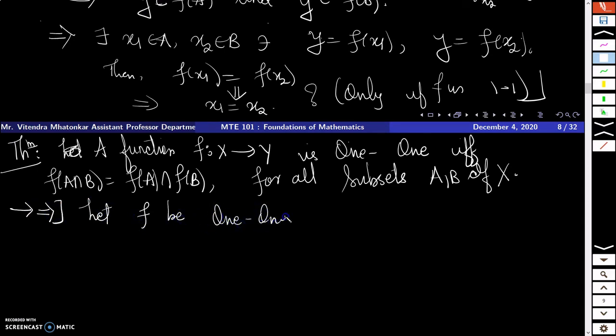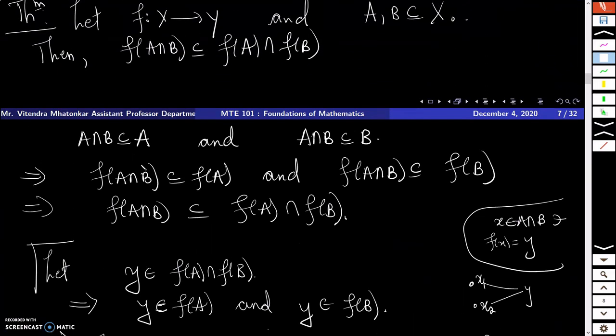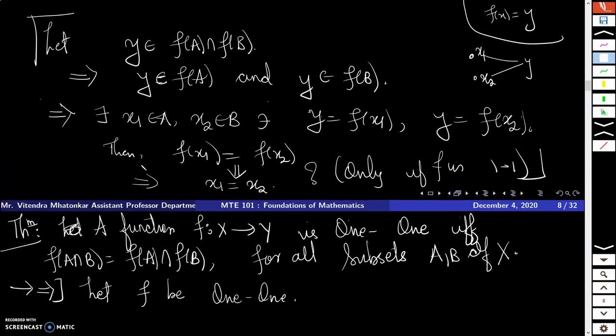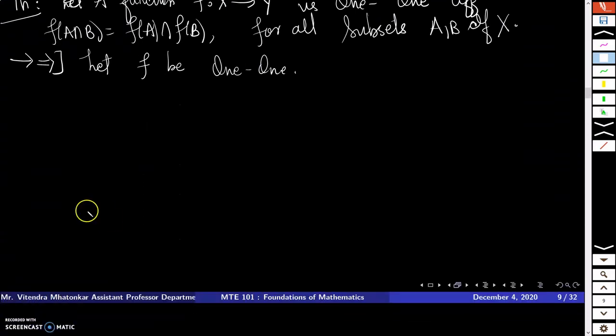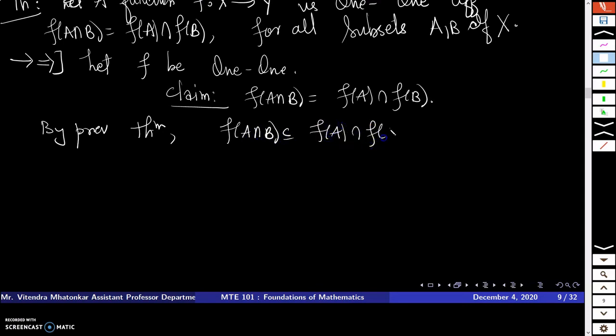We will prove that this equality works. Now if you see the previous theorem, we have already proved one side, that is f of A intersection B is a subset of f of A intersection f of B. So one side is already done. So our claim is f of A intersection B is f of A intersection f of B, right? So by previous theorem we already know that f of A intersection B is a subset of f of A intersection f of B.